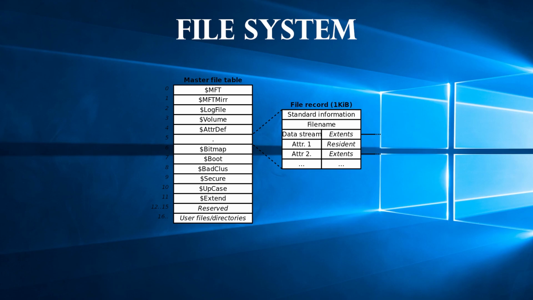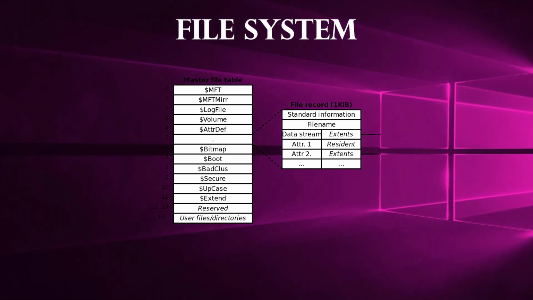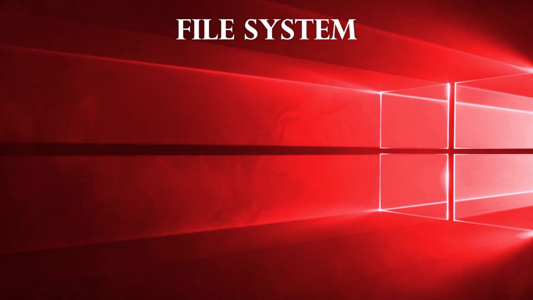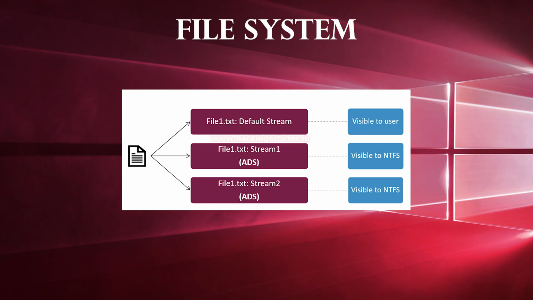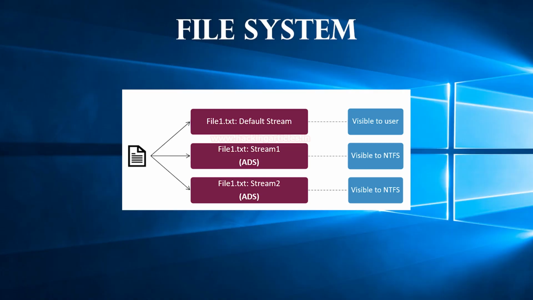It also supports advanced file system metadata such as journaling and transactional file operations, which help to ensure the integrity of the file system in the event of system crashes or errors. In addition to its advanced features, NTFS also includes built-in support for ADS, which is alternate data streams. ADS is a feature that allows files to contain multiple streams of data, each with its own name and content.